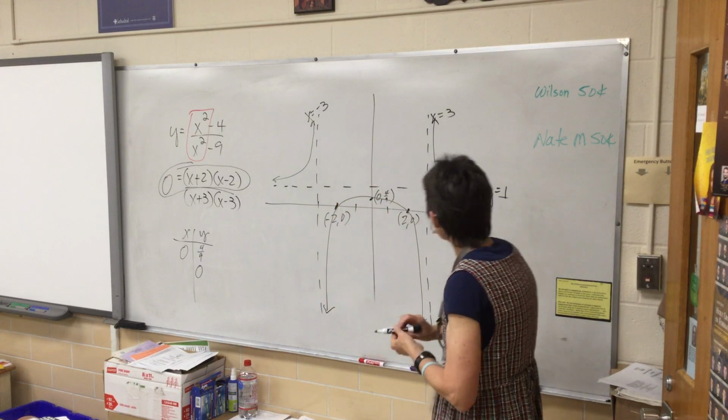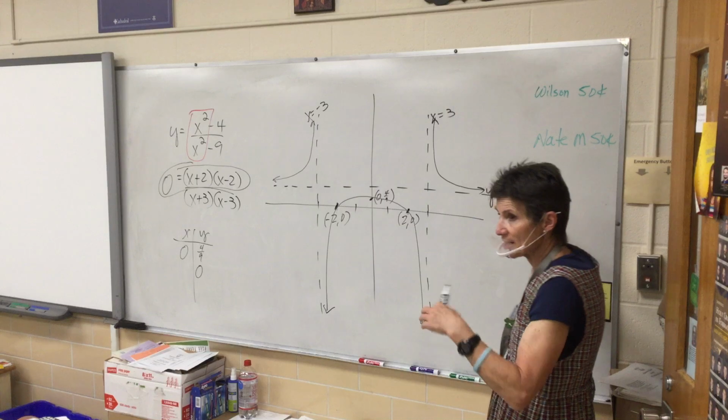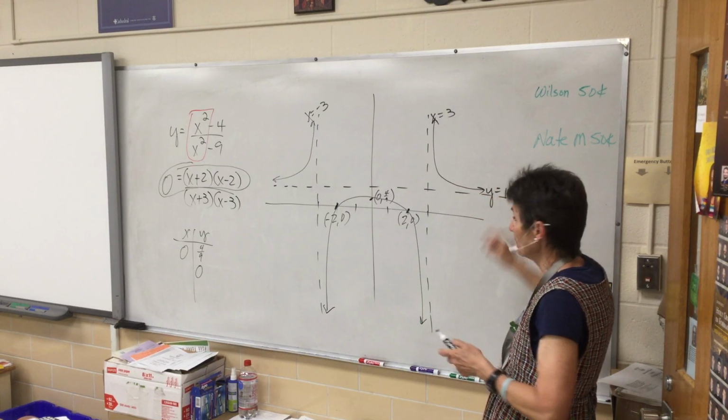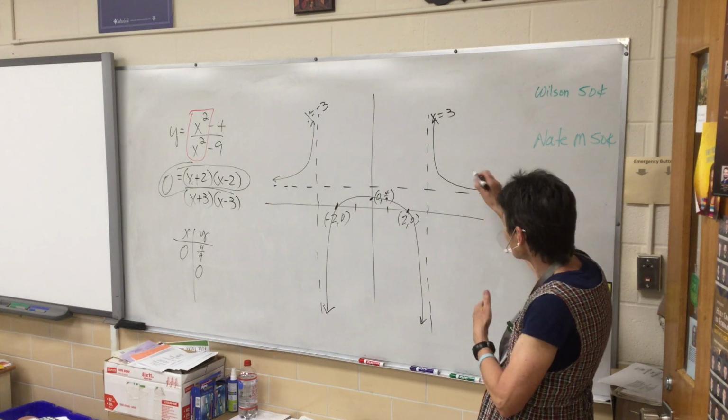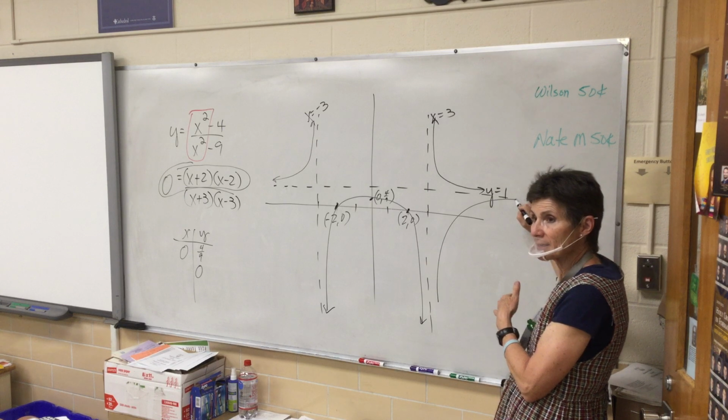But also remember that the curve is always going to approach its asymptotes. That's why we have asymptotes. That's what asymptotes do. The curve gets closer to them. So the only other thing that could look like would be this. That could be a possibility.